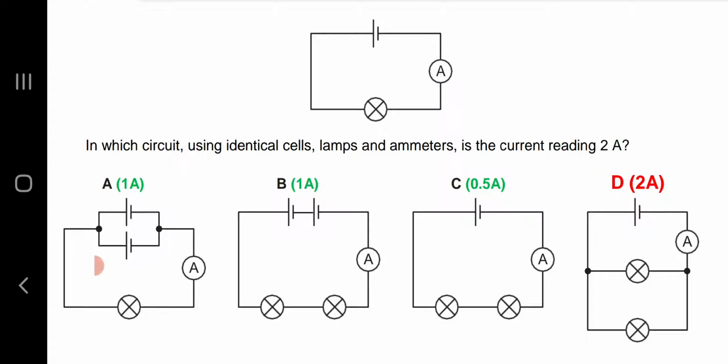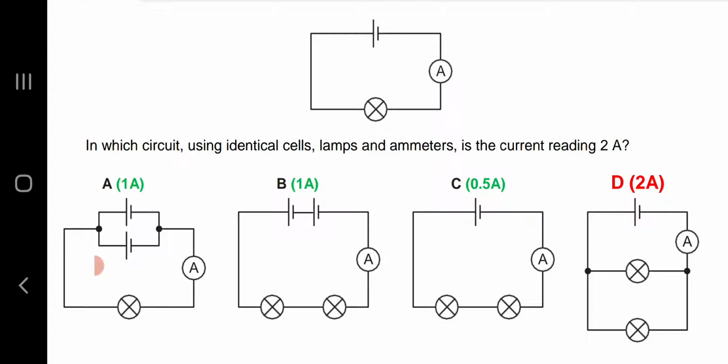In option B, two cells are connected in series configuration, so the amount of voltage available to this circuit is doubled. But as the lamp is also doubled, so the resistance also becomes twice. So the current in this configuration is 1 ampere.